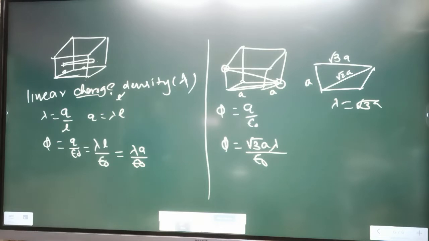Lambda A upon epsilon naught is the same in both cases. Yes or no? First case 1, second case root 3. Which value is larger?